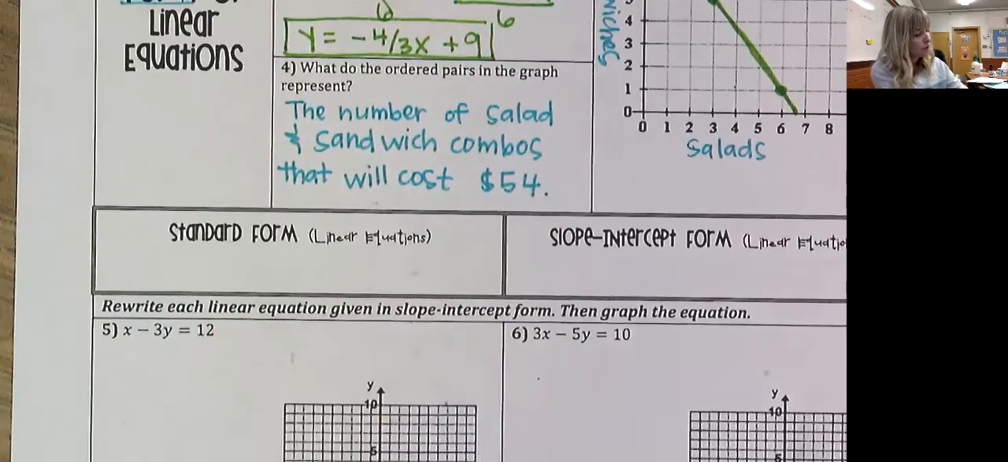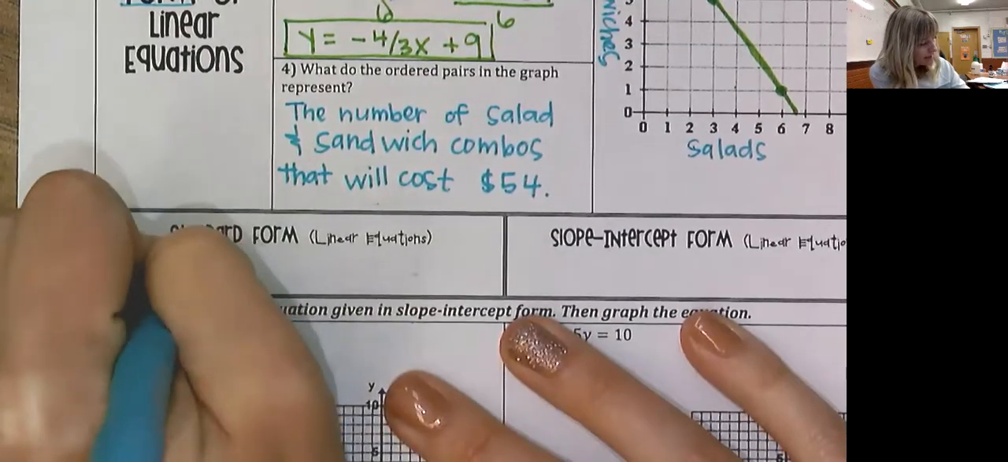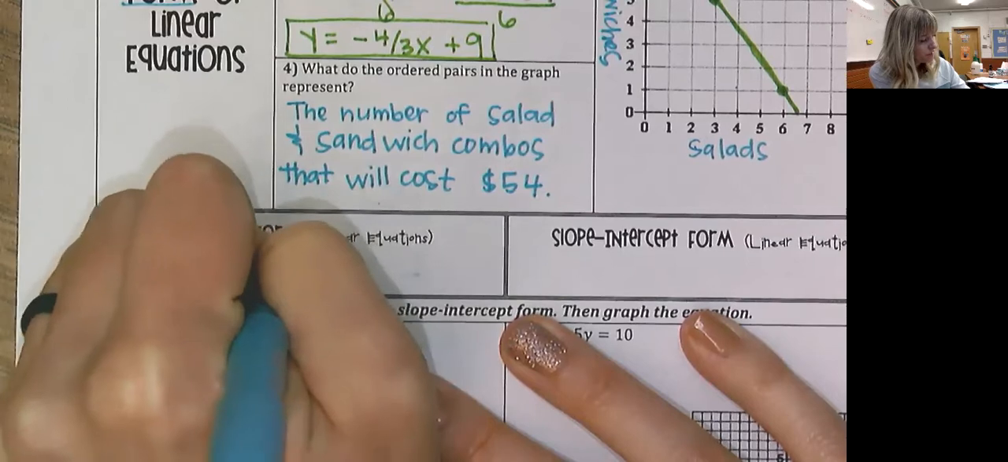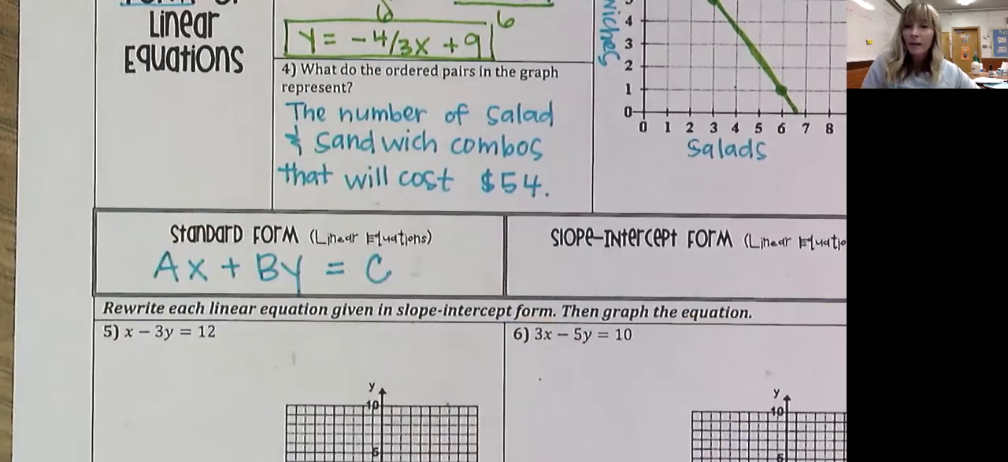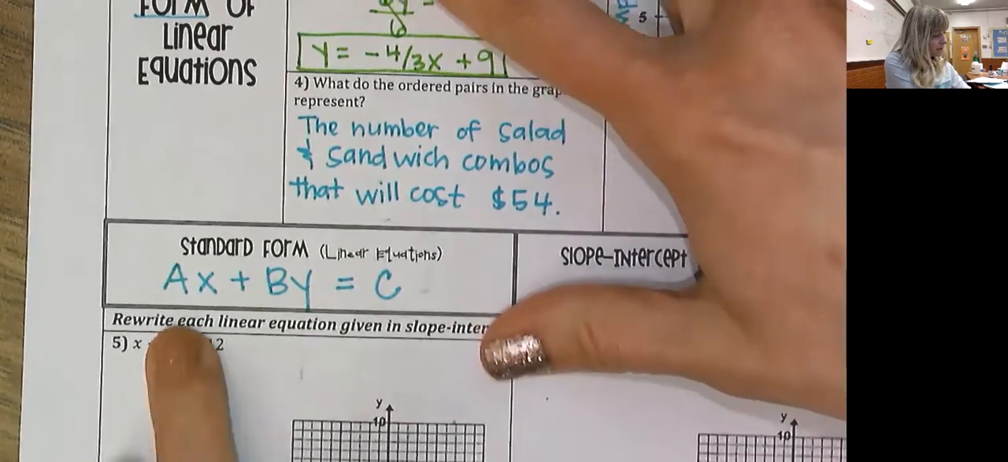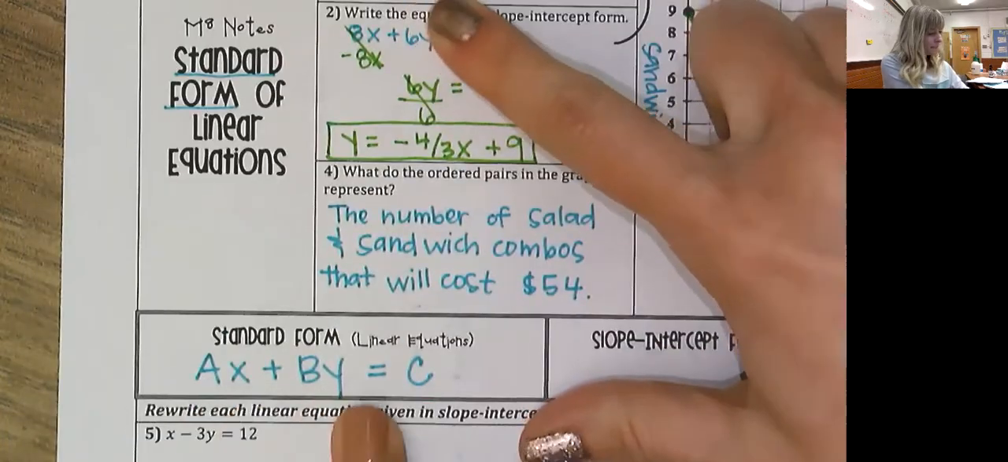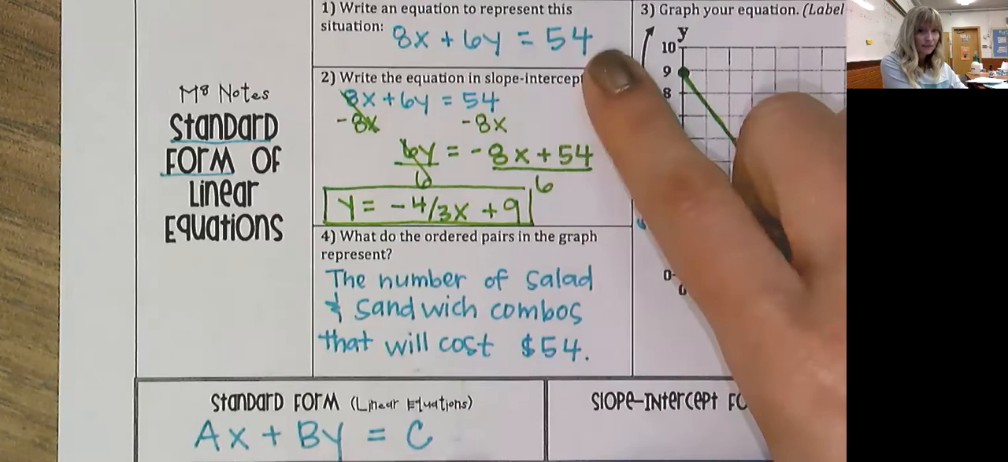Standard form looks like this: Ax plus By equals C. And A, B, and C are capital letters just because they are constants. They are values. They could be any number. In our situation up here, A was 8, B was 6, and C was 54.